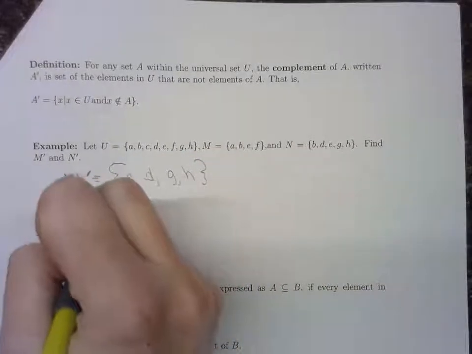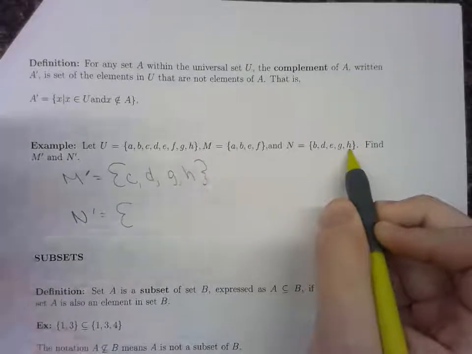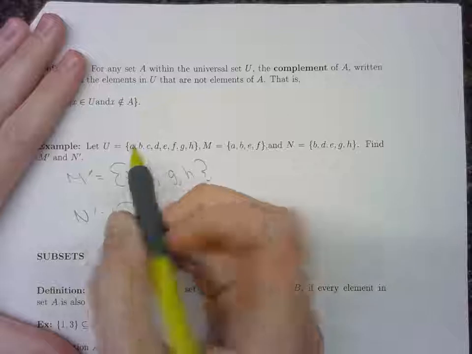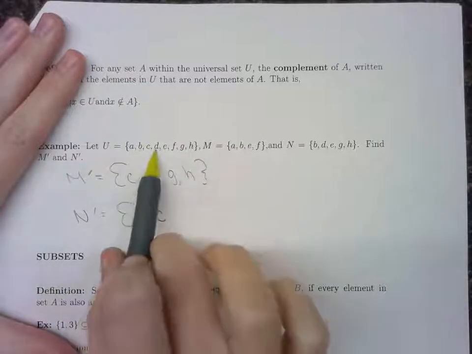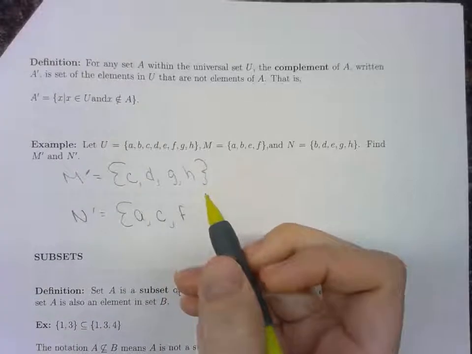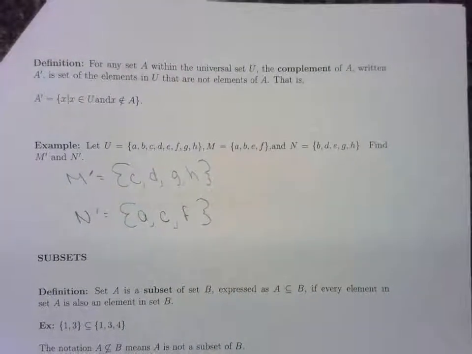N prime, I'm going to do the same thing. N is B, D, E, G, H. Okay, so N prime, you would have an A, we have a B, we don't have a C, we have D, E, we don't have F, but we do have G, H. So I got A, C, and F, and with a curly bracket.